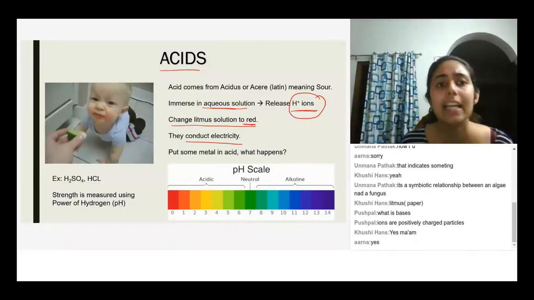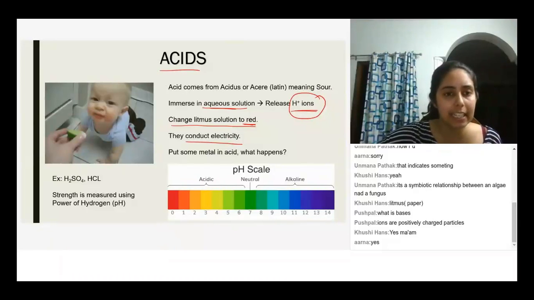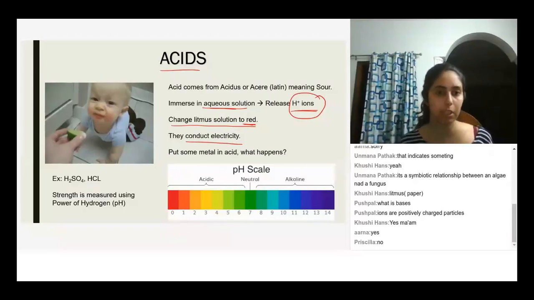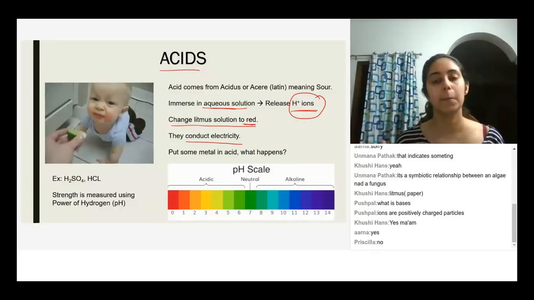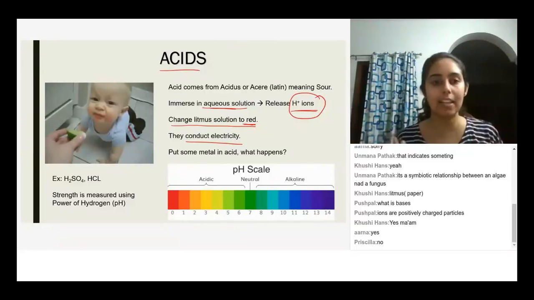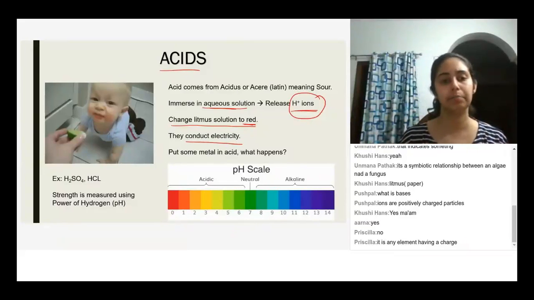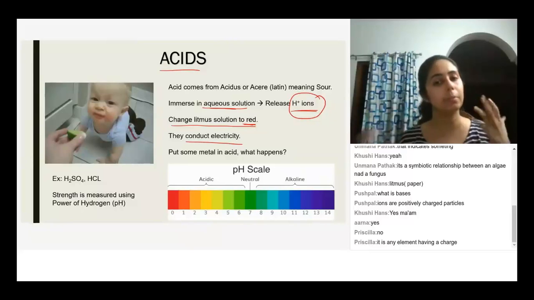Amulya, yes, litmus paper. Some people have mentioned litmus paper as well. Khushi and Amulya have mentioned that. So you have litmus solution as well as litmus paper, both exist. Litmus solution is colorless, but when you add an acid to it, it will turn red in color. And if you add a base to that colorless litmus solution, it will turn blue in color.